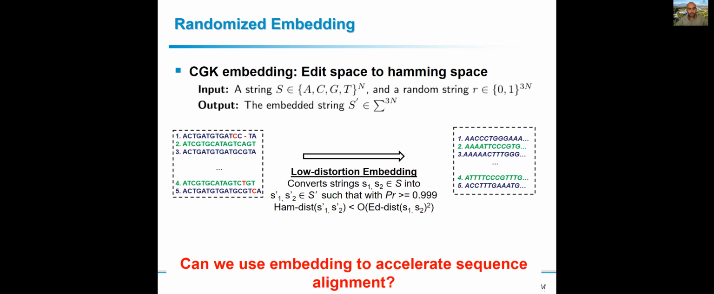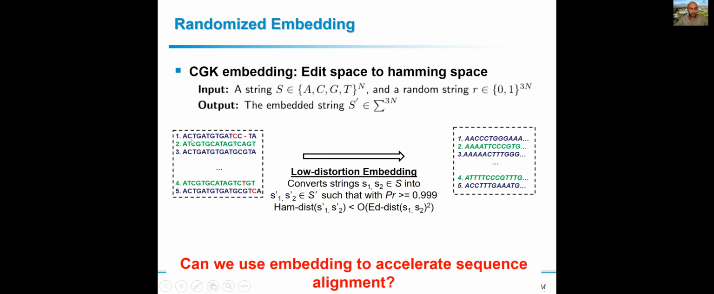In our case, it's a string in the quaternary alphabet of ACGTs, of length n. And you take another random string, which is a sequence of bits of length 3n. So you take these two things as input. As an output, the algorithm converts the original string into an embedded version of length 3n. So you go from the original string of length n into an embedded string of length 3n. That's what's shown in the example here.